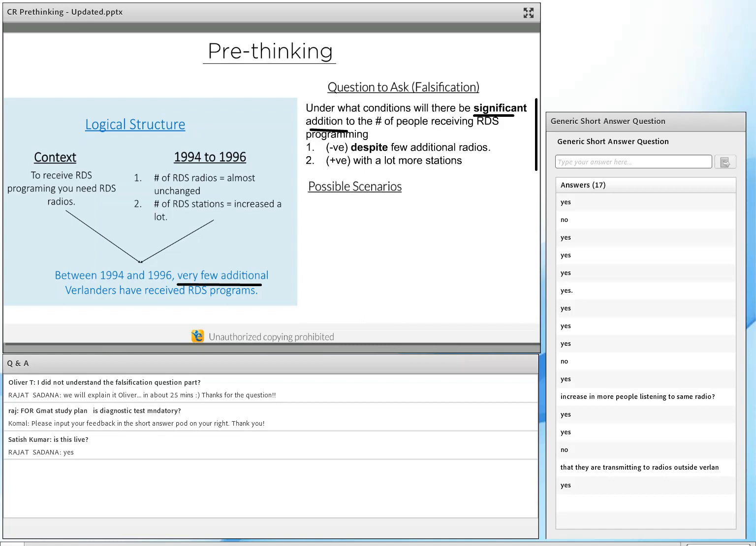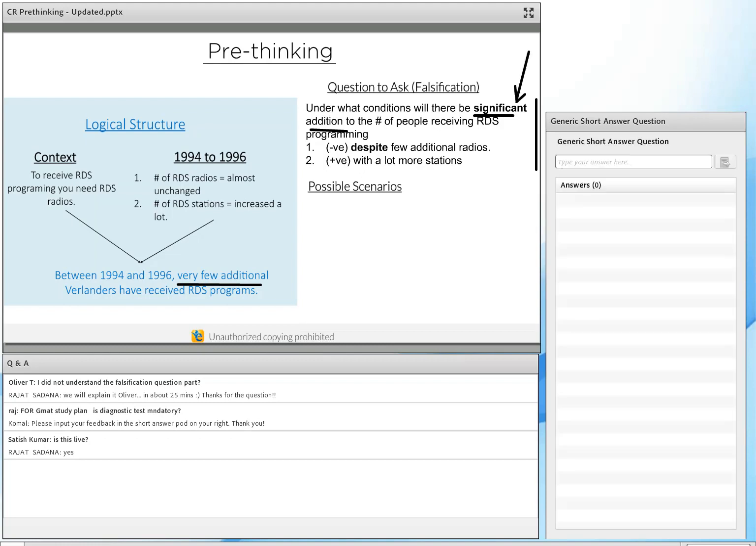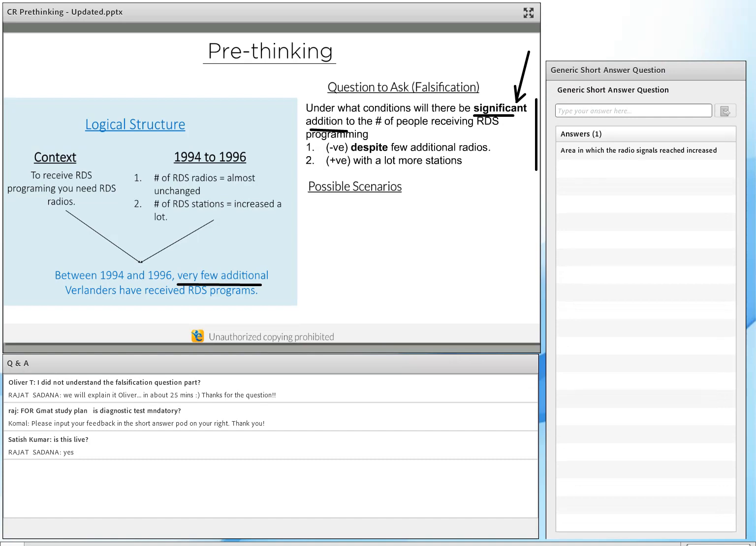What are the various falsification scenarios? For those of you, this is clear. Under what scenario will there be a significant addition despite the same number of receiving radios? Under what scenario will there be a significant addition? Can you guys tell me? Area in which the radio signals reached increased.